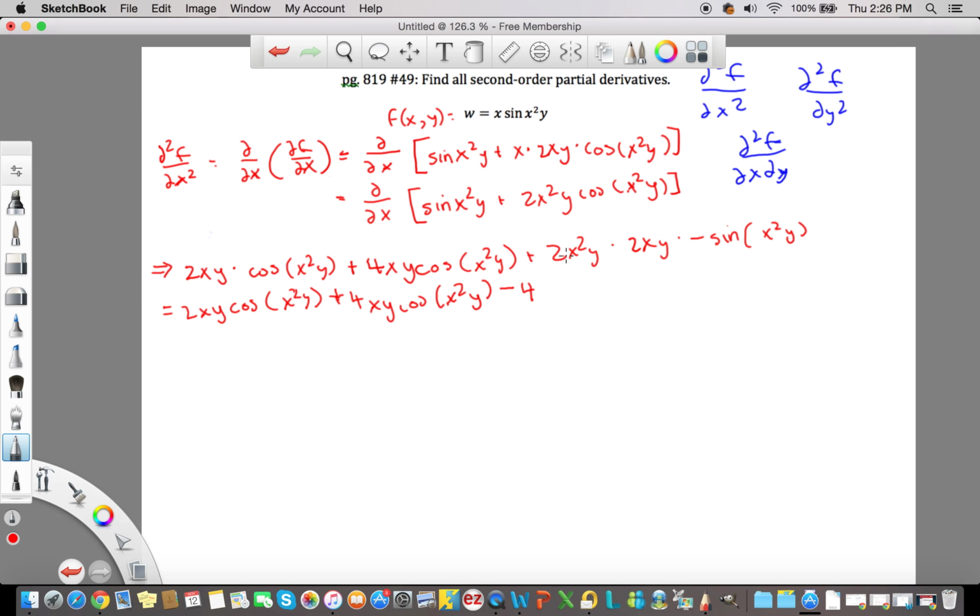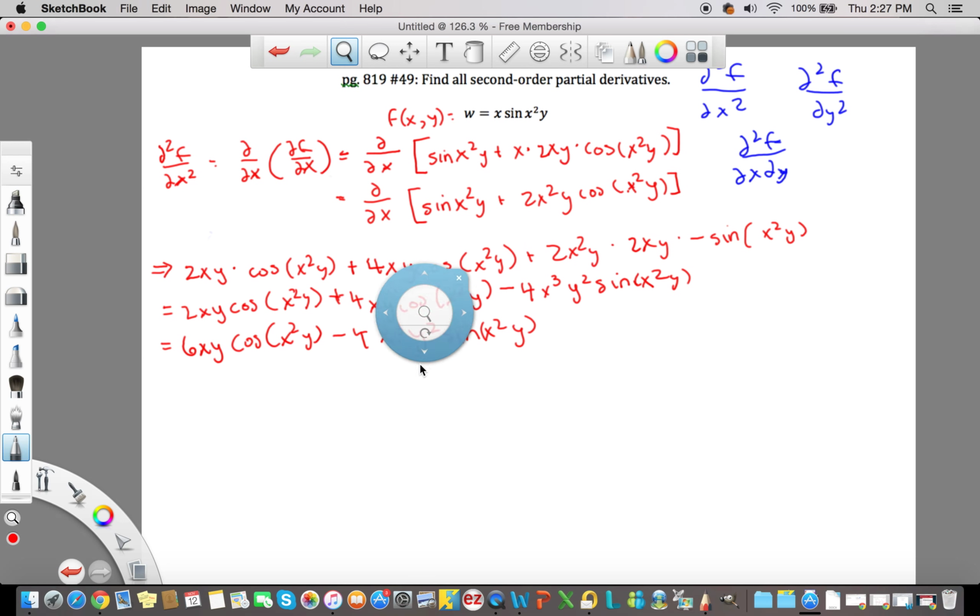then we have 4 because that's 2 times 2. Then we have the x times the x squared, which is going to be x cubed. Then we have y squared sine of x squared y. Now, all in all, you're going to get, these are the same exact thing, just we have the 2 and the 4 here. Well, switch. So we're going to have 6xy cosine x squared y minus 4x cubed y squared sine of x squared y. So that's our second derivative with respect to x.